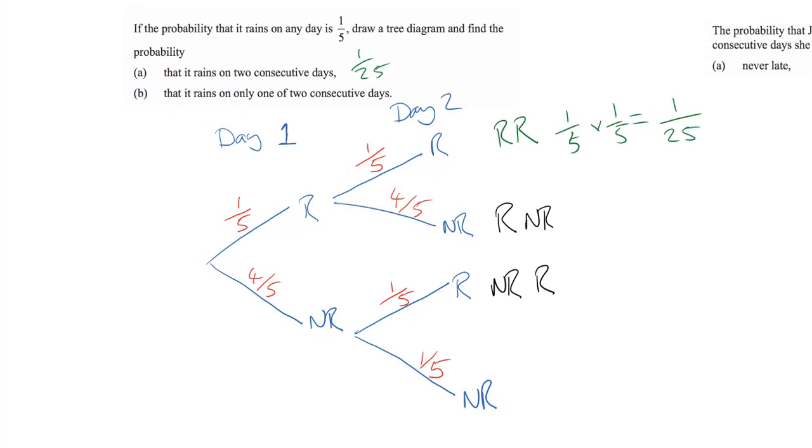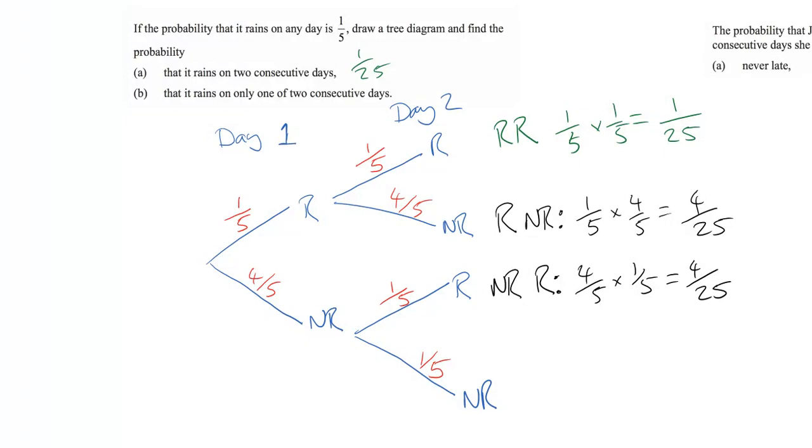So let's calculate them both separately and see what happens. So rain followed by not rain, we're going to have to do a fifth multiplied by 4/5. So that's going to be 4 out of 25. And not rain followed by rain is going to be 4/5 multiplied by 1/5. And that, of course, is exactly the same thing again, 4 over 25.